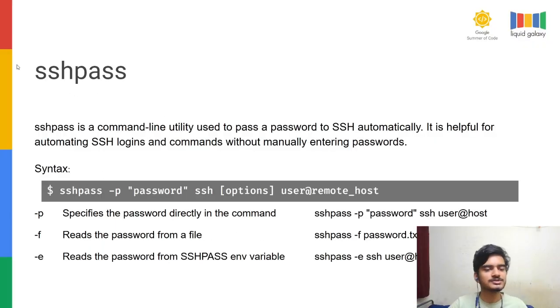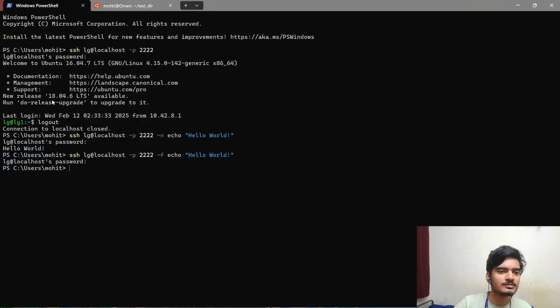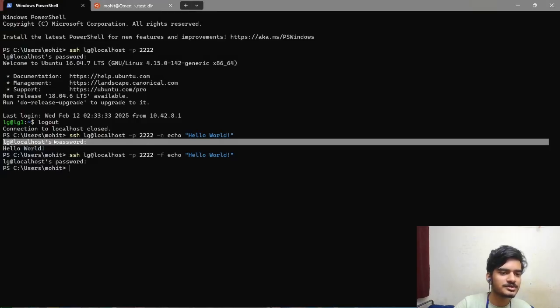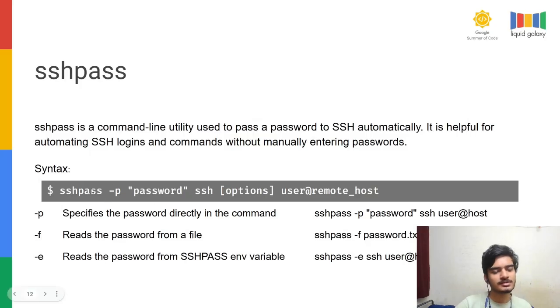Next command is SSH pass. SSH pass is used to skip this password prompt where I have to write the password manually. This could be skipped by using SSH pass. I could give the password as a string, or I could give a file that contains the password, or I could pass in an environment variable that contains the password of the remote server or remote machine.